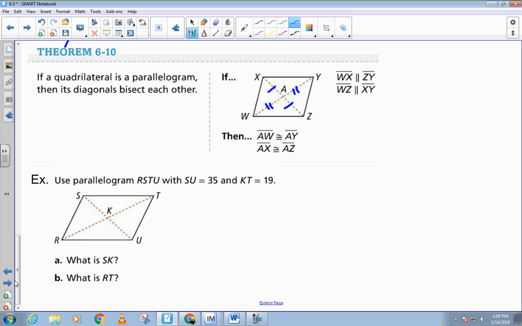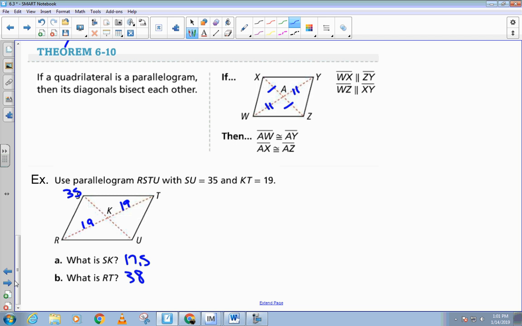Alright, so use parallelogram RSTU with SU, which is 35, and KT, which is 19. What is SK? So how'd you get that? It's bisected. The whole thing is 35 divided by 2, right? So it's 17.5. And then what about RT? You doubled this, right? They're both 19, and so it would be 38.